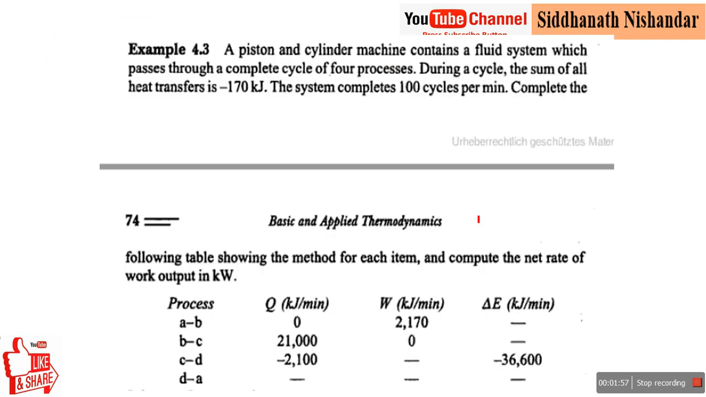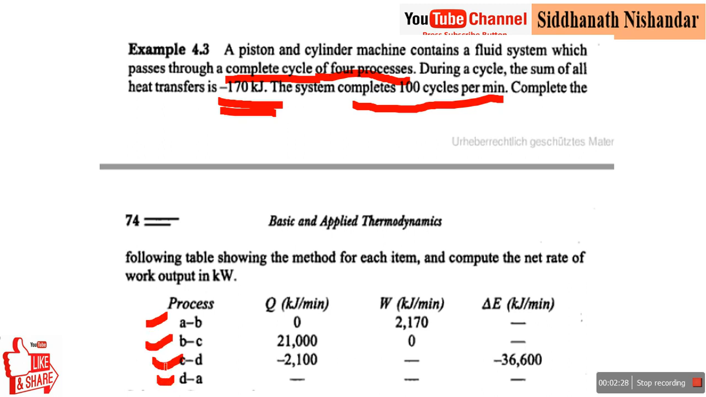Then move further. This starts with the first numerical. A piston cylinder machine consists of a fluid system which passes through a complete cycle, a cycle of four processes. During the cycle, the sum of all heat transfer is minus 170 kilojoule. The system completes 100 cycles per minute. There is one cycle, which consists of four processes, and those four processes are given: A to B, B to C, C to D, and D to A.